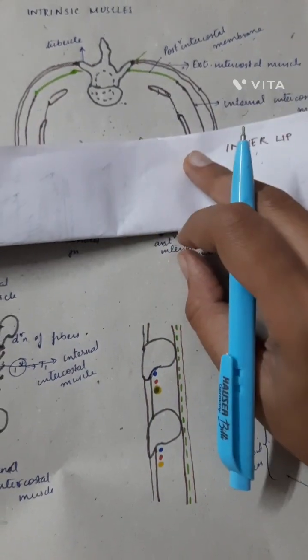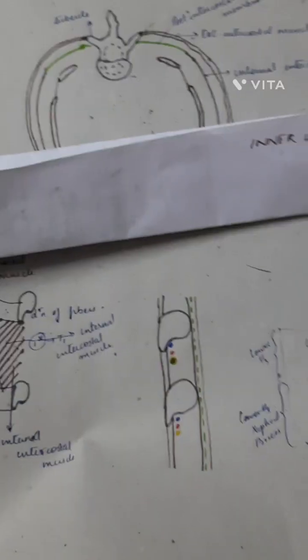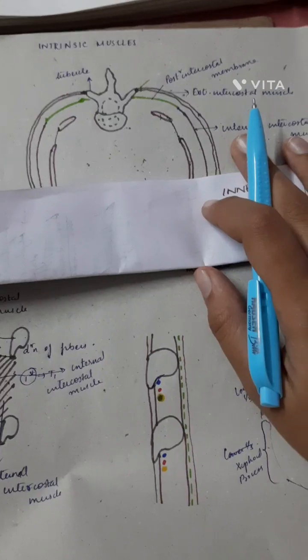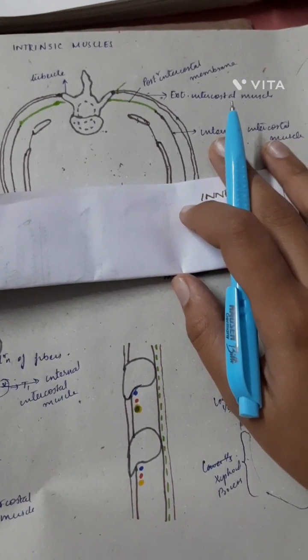Now the nerve supply, it is supplied by the intercostal nerves, and they act as a depressor of the ribs.